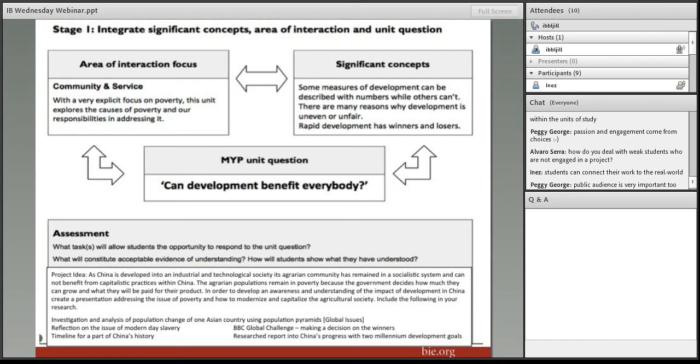So our significant concepts: some measures of development can be described with numbers while others can't. There are many reasons why development is uneven or unfair. Rapid development has winners and losers. So students will be looking through the lens of poverty and at the causes of poverty, and how they, as part of the same community, can find responsibility in addressing a problem. Our driving question: can development benefit everyone?